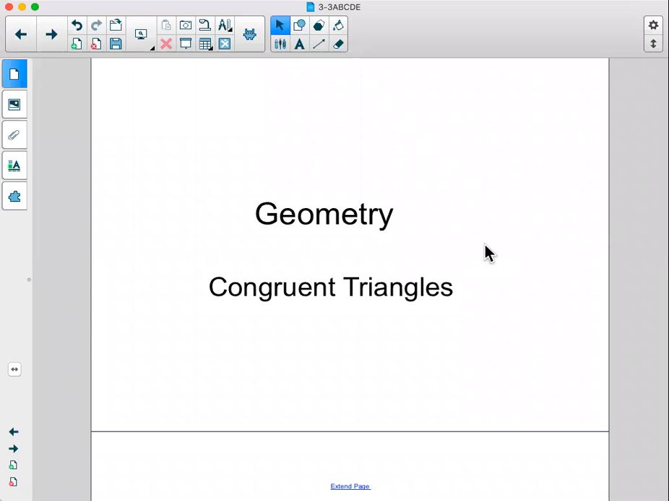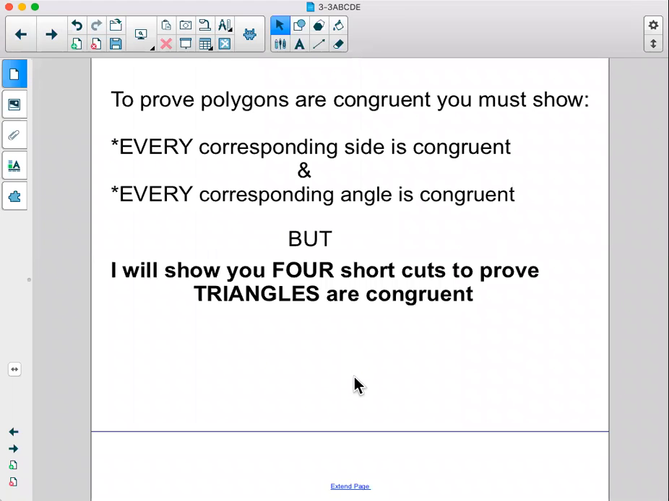Hello, geometry students. So we'll continue our study of how to prove triangles are congruent. Remember, if we're proving polygons are congruent, any other shape, we would have to show every corresponding side's congruent and every corresponding angle's congruent. But I'm going to be showing you 4 shortcuts to prove triangles are congruent.